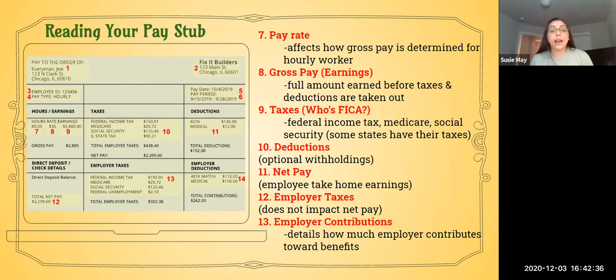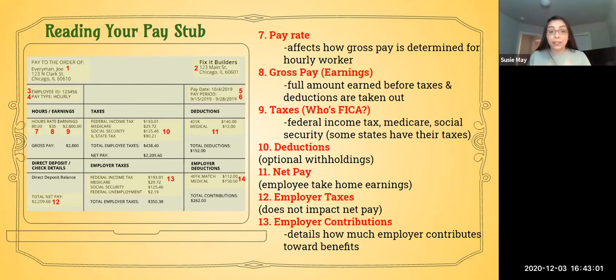That will affect how gross pay is determined. Gross pay is your earnings before taxes are taken out, which leads us to number eight, which is your gross pay. It's your full amount of what you've earned before any taxes, any deductions are taken out of it. And it's usually a higher number than what you end up taking home.